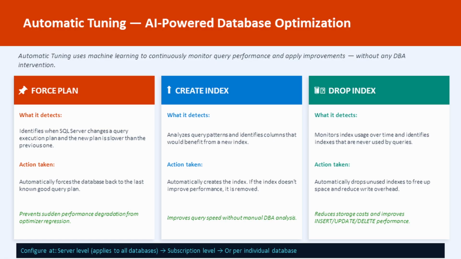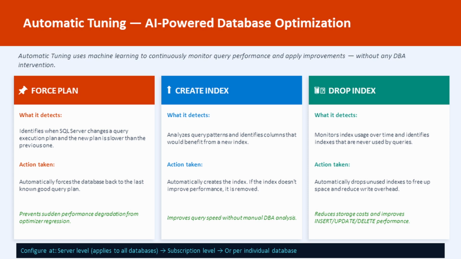At its core, automatic tuning uses built-in intelligence combined with machine learning to continuously monitor query performance, identify problems, apply fixes, measure whether the fixes actually helped, and undo them if they did not. This is a feedback loop that operates continuously 24 hours a day.